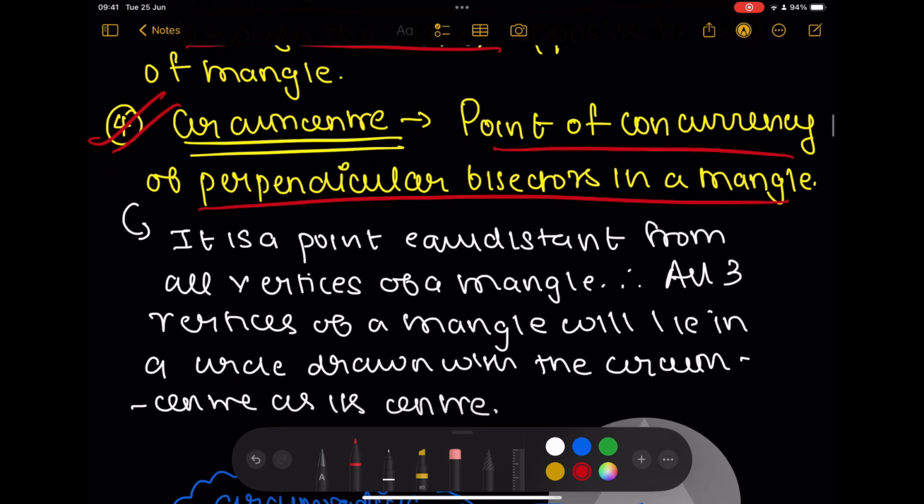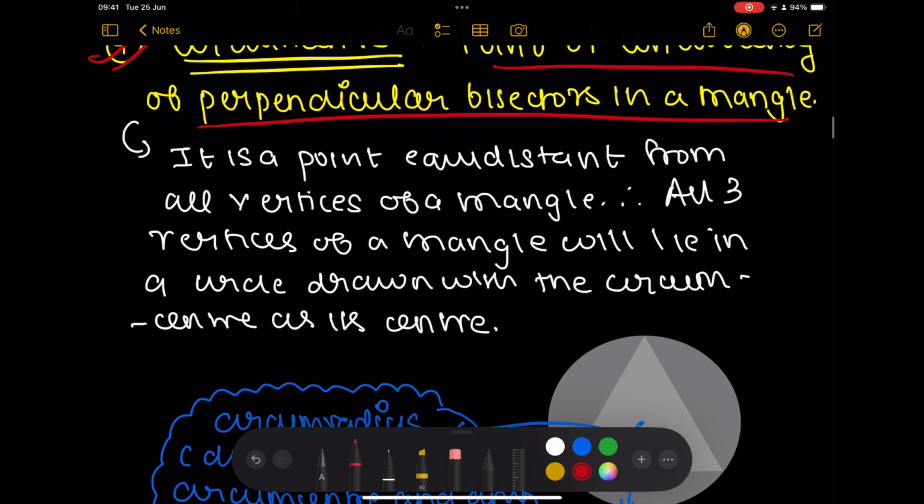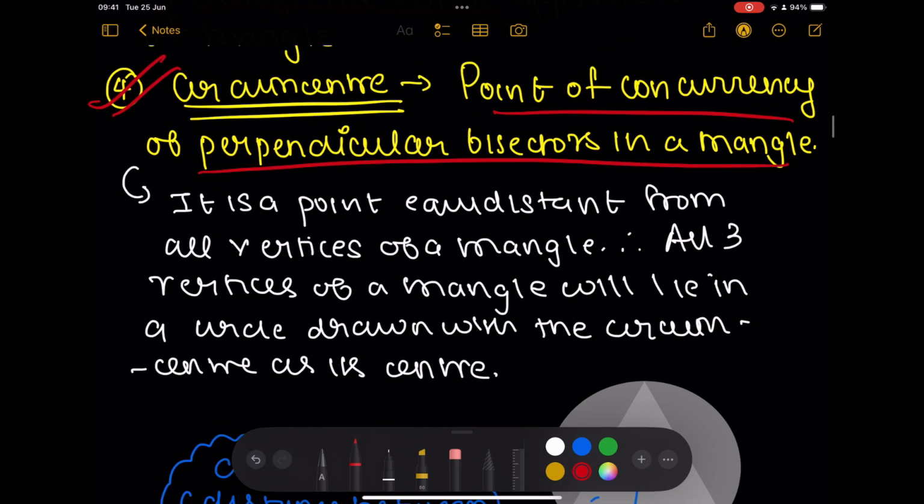Very important. And you also have to remember this. I think most of you will already know it, that when you take circumcenter as a center of a circle and draw a circle, it will be touching all three vertices of the triangle. The reason is also very important. The reason is circumcenter is a point which is equidistant from all vertices of the triangle.